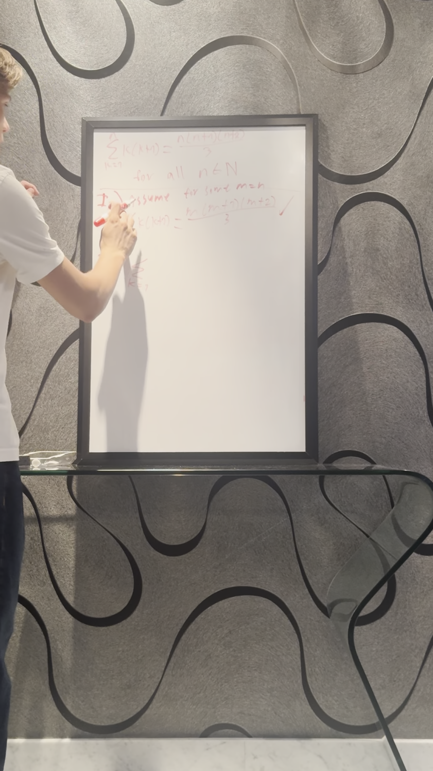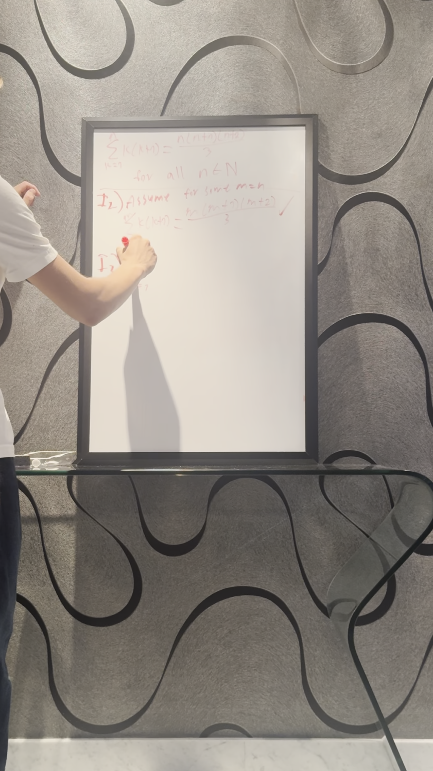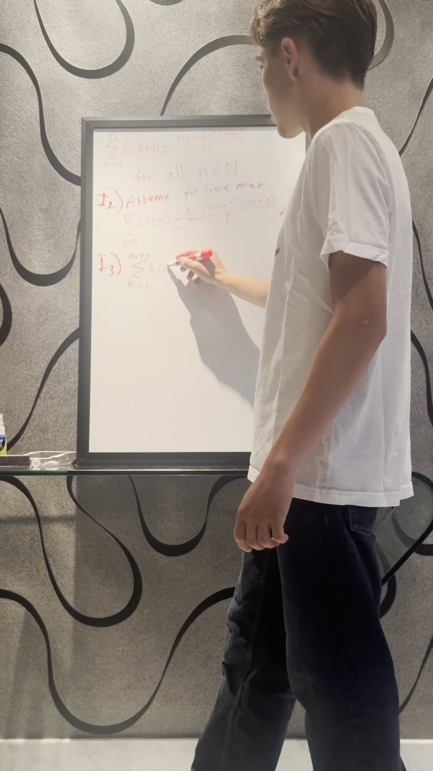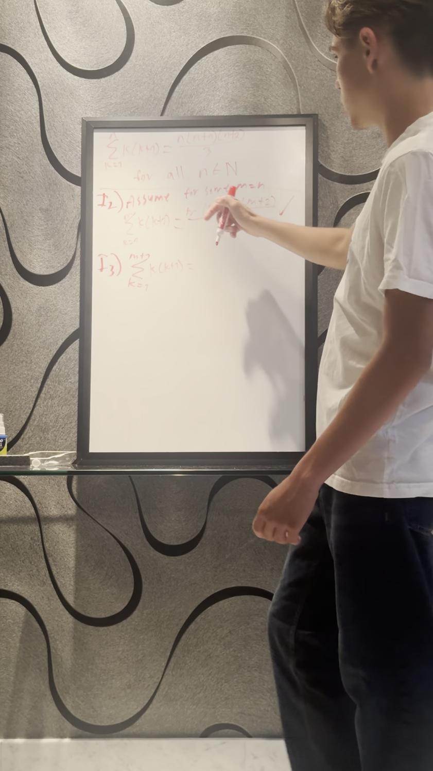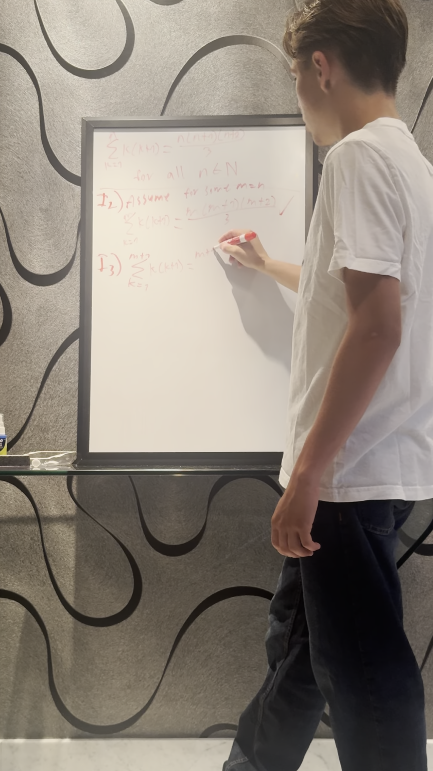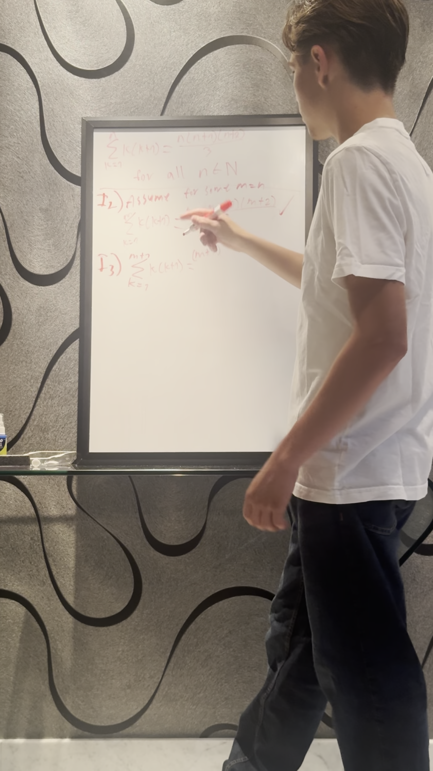K equals 1, and then not m this time, but m plus 1. And then keep everything inside as it is. K plus 1. And again, remember we put m plus 1 for m, so that's what we're going to do here. We're going to have m plus 1. We're subbing m plus 1 for this m.